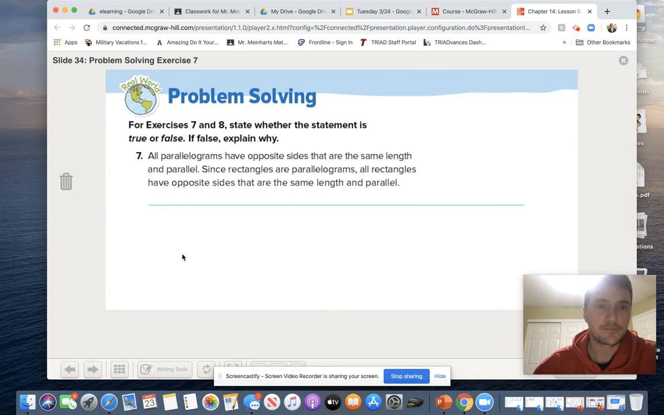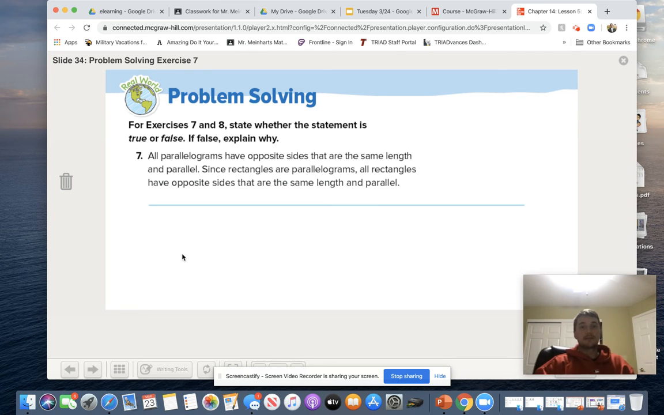All right. So our exercises 7 and 8, you're going to state whether the statement is true or false. If it's false, you got to tell me why it's false. You can't just say false. Remember, you got to have the facts to back up why it's false.